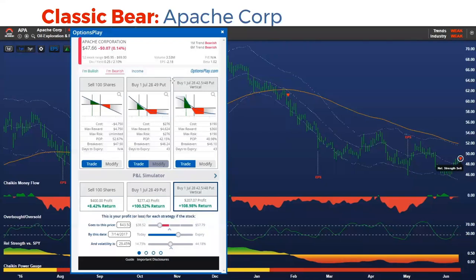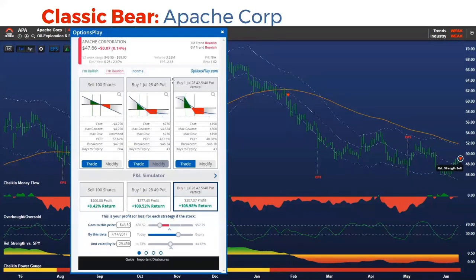I expect on this to make 1-to-1. That's pretty good. Now, I may not get there. Something may change and I get out earlier. I might be able to squeeze a little more out of it. But that's a heck of a target to shoot for, and it's a reasonable one. And options play helps put it all together so I can understand if it's a good trade.